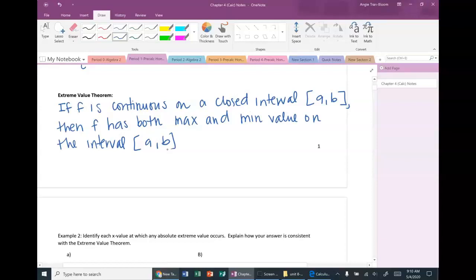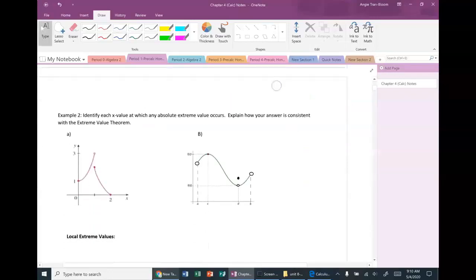It doesn't have to go on forever, as long as on a certain interval it is continuous and closed on the endpoints, then as you know, there will be an absolute max and an absolute min. Let's move on to the next page.